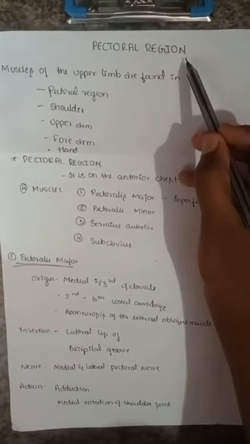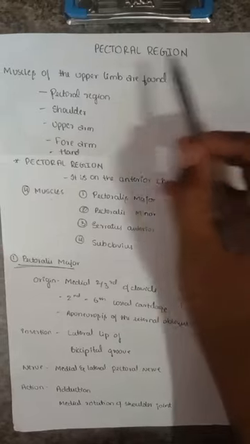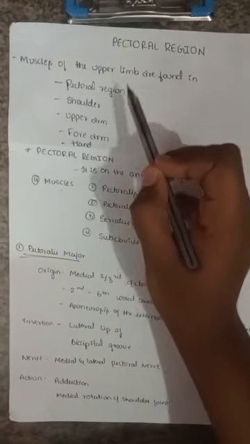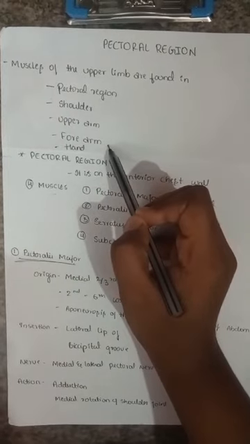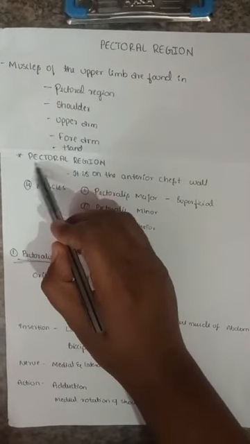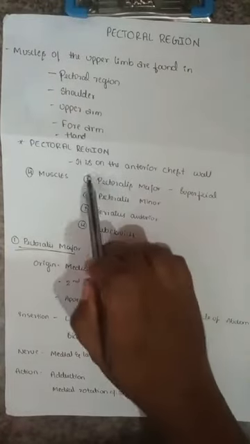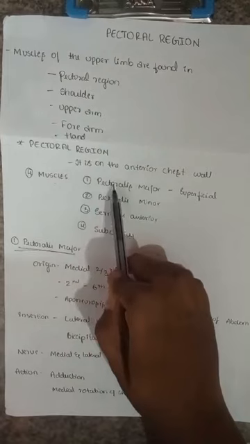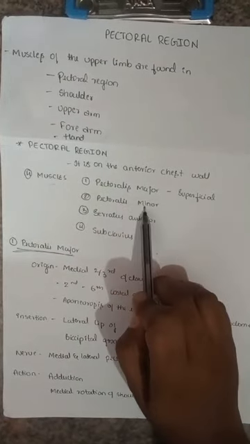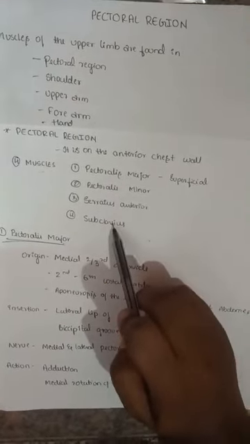So before going to the pectoral region, we must know that muscles of the upper limb are found in the pectoral region, shoulder, upper arm, forearm and hand. Now let us discuss the first, the pectoral region. It is on the anterior chest wall. It consists of four muscles: pectoralis major, pectoralis minor, serratus anterior, and subclavius.